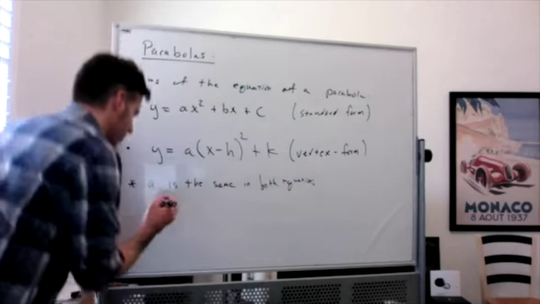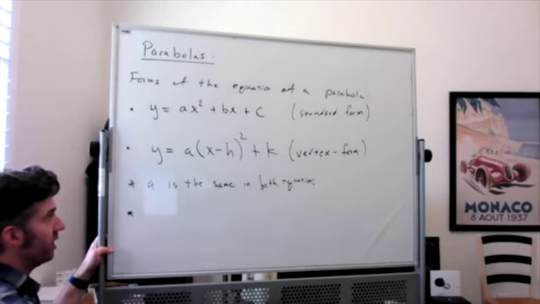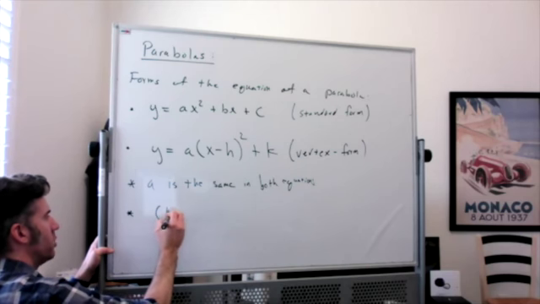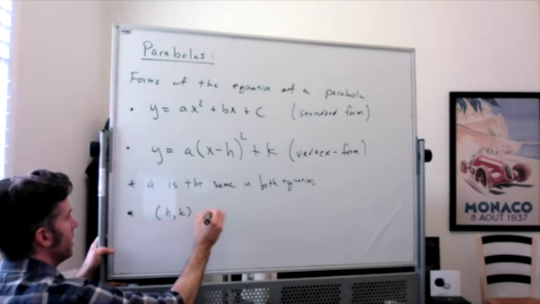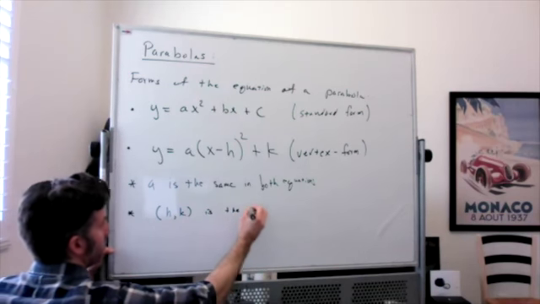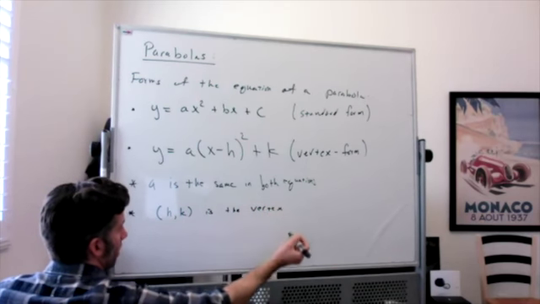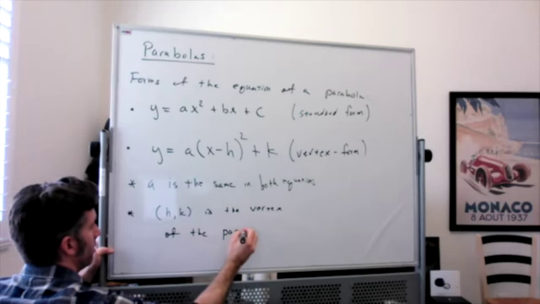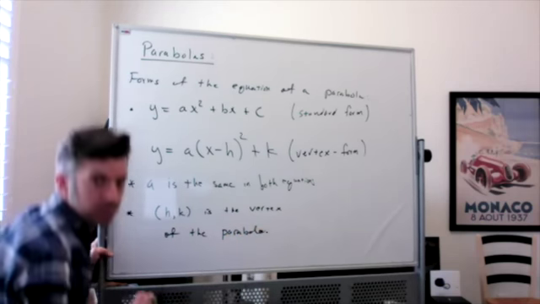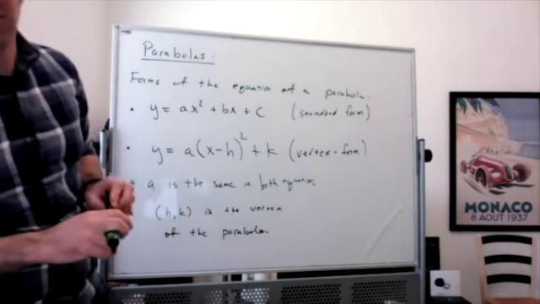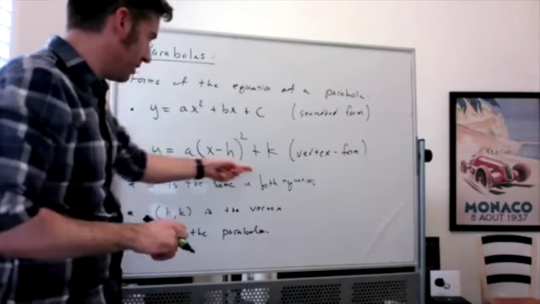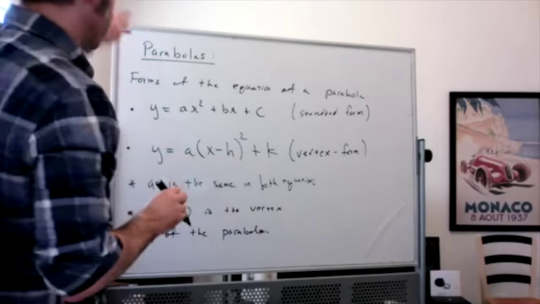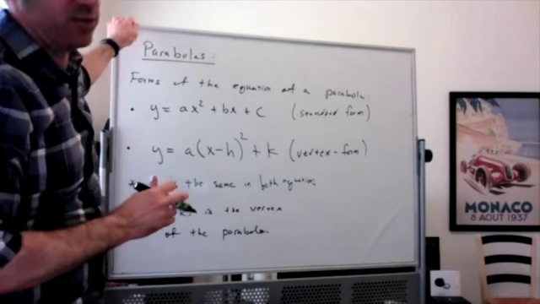And the second thing to note in the vertex form is that the point h comma k is the vertex of the parabola. So if the parabola is written this way, we know what the vertex is going to be. So let's talk about a couple examples.